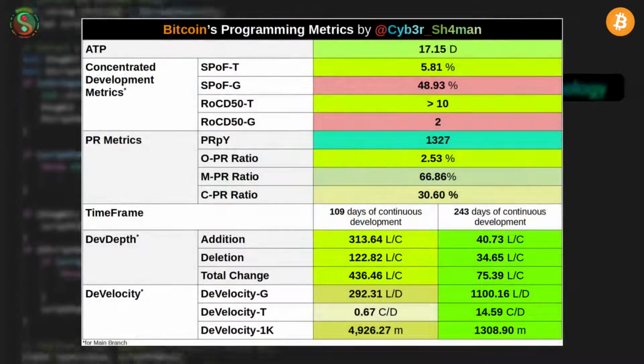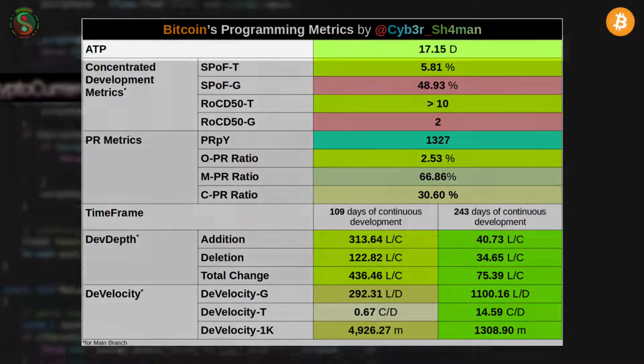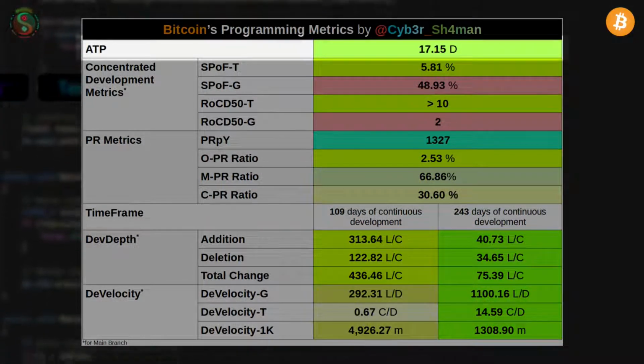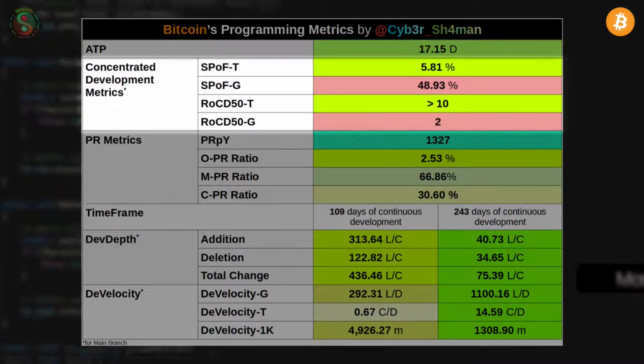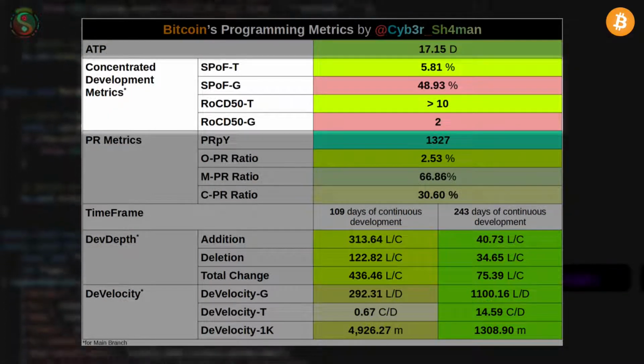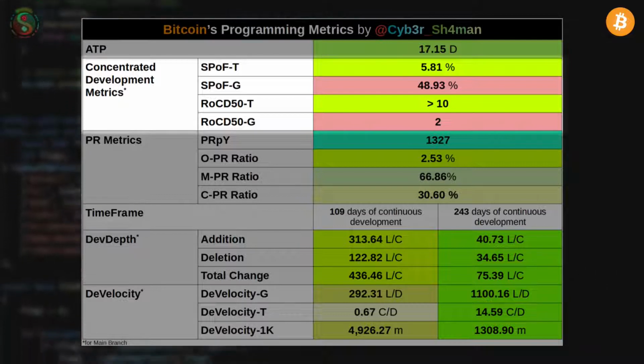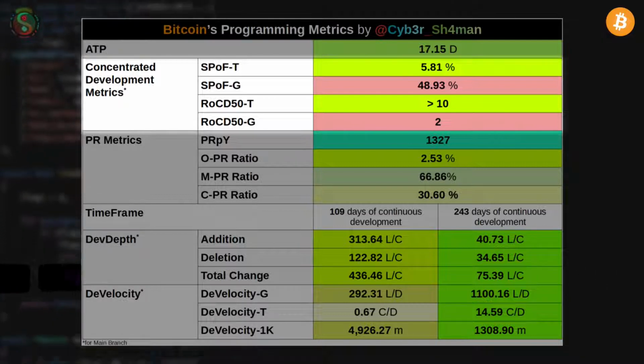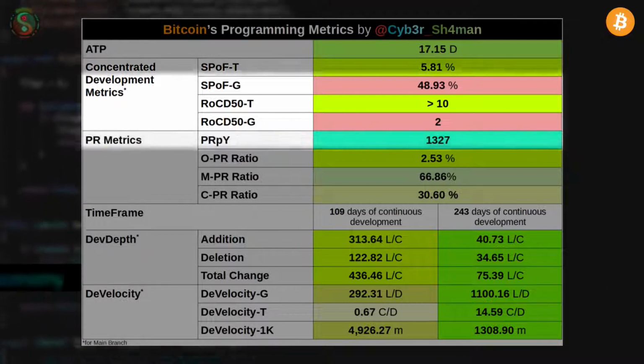Okay, let us have a conclusion for the programming section. Average tagging period is desirable. Concentrated development metrics don't look good, but we know that it's because of a supercoder presence. I wish we had more of his type in the project.